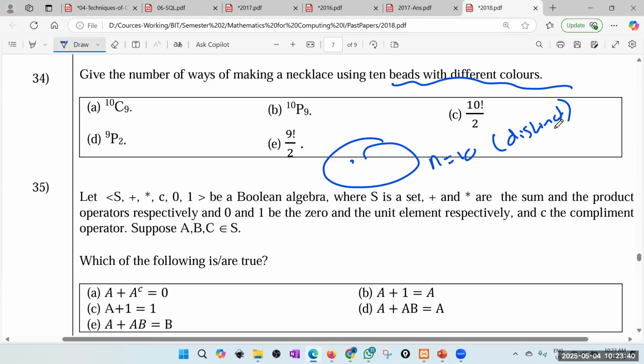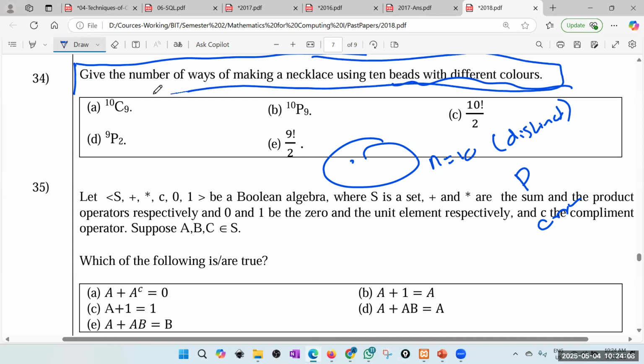Linear or circular? Circular. It should be circular because this is a necklace. It's a circular permutation. And remember, for circular permutation, we only take one scenario. That is, if you have n number of distinct elements and you take all n elements. So this is that kind of thing. We have 10 distinct elements because 10 different colors, and we are going to take all these 10 and create different circular permutations.